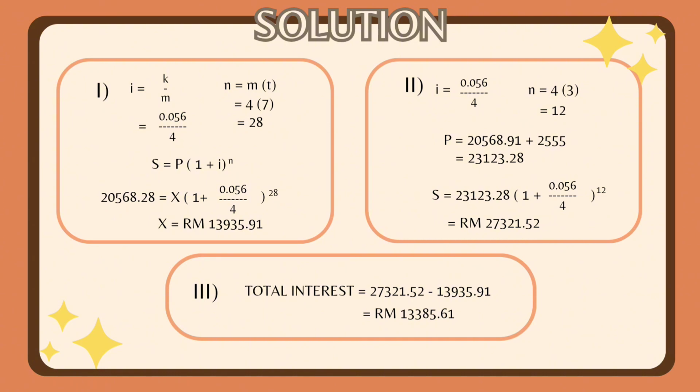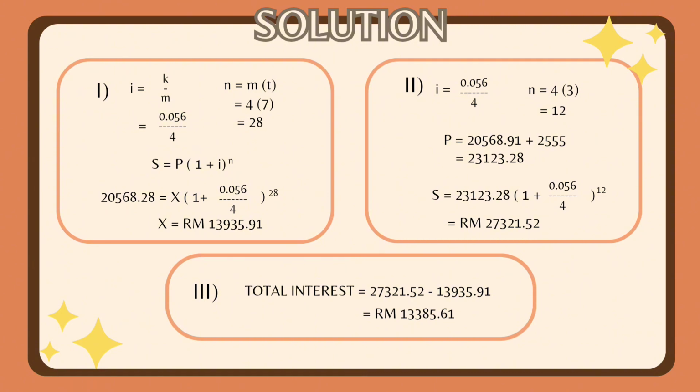For question 2, we have to find i, which is 0.056 over 4, and n, which is 4 multiplied by 3, which is 12. Now we have to find P. We take the previous accumulated value, which is 20,568 ringgit and 91 cents, and add the additional deposit, which is 2,555 ringgit, to get the new principal value, which is 23,123 ringgit and 28 cents. Now we put everything into the compound amount formula S, and we will get 27,321 ringgit and 52 cents.